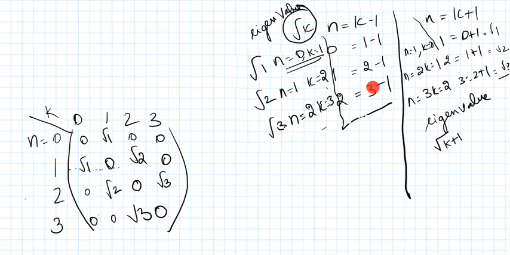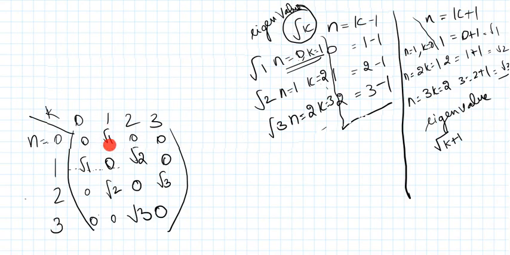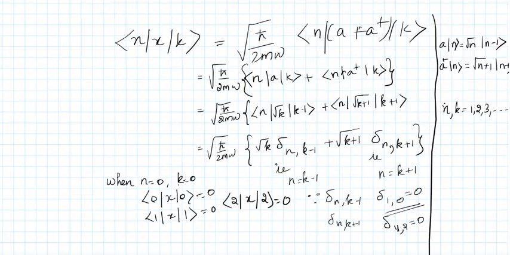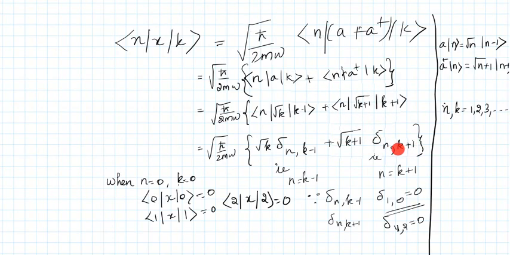So what is this? n equal to 0, k equal to 1 is this element, so you substitute the eigenvalue root of 1. Similarly, n equal to 1, k equal to 2, substitute the eigenvalue root of 2. Here root of 3. Other elements will be 0. Similarly, we have the second term. The second term will have a value when n equals k plus 1.